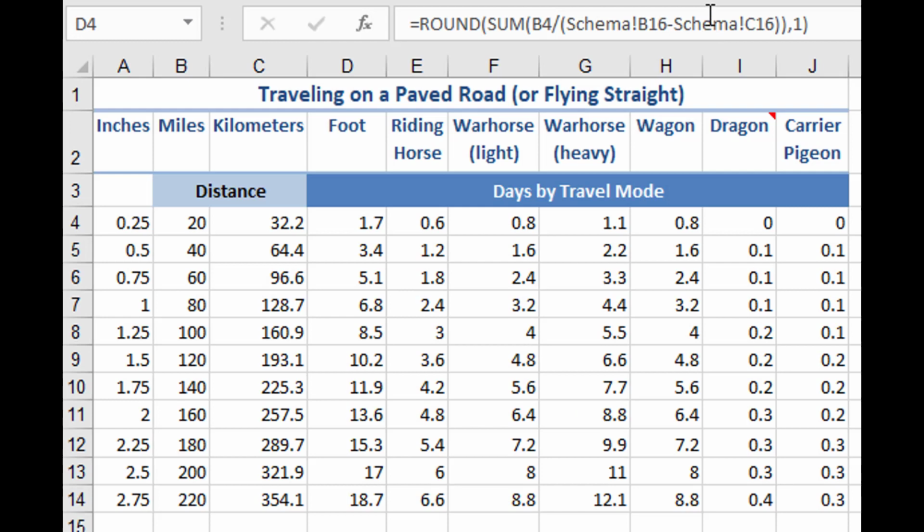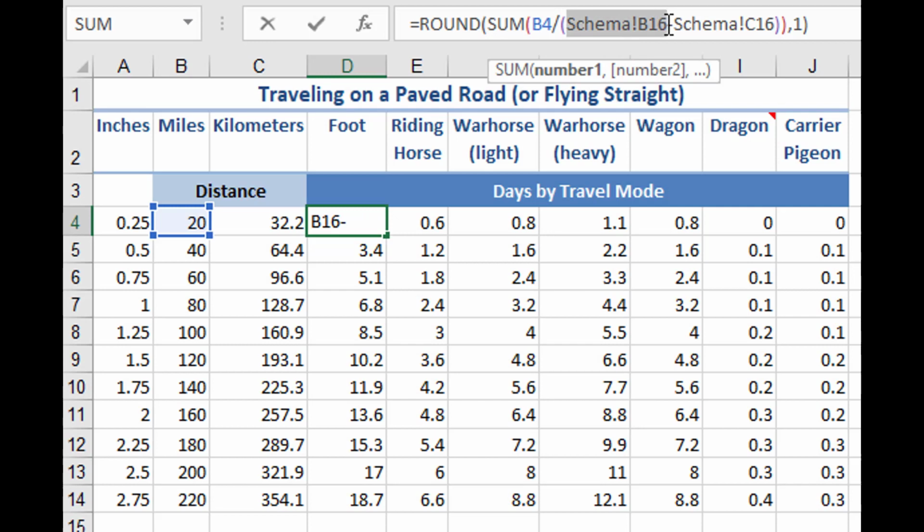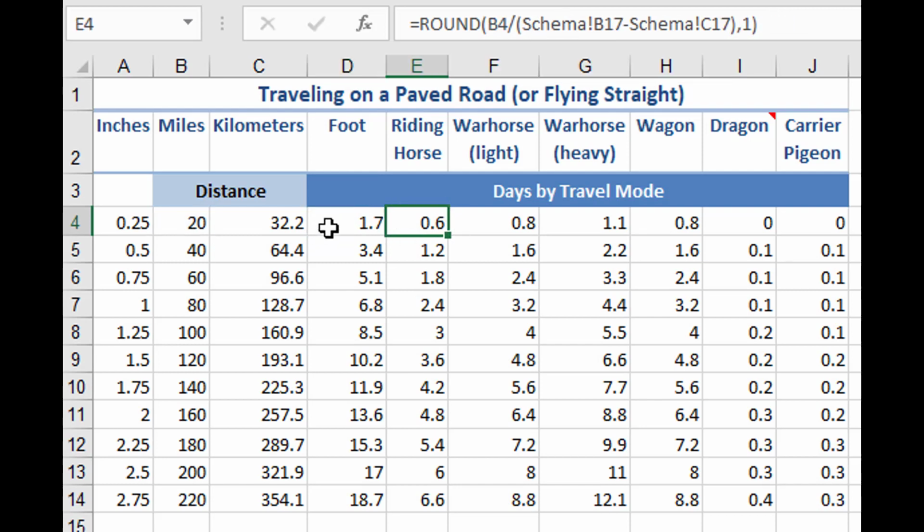So now we're back on the manual travel sheet. So what this says is schema 16, or B16, which is traveling by foot, base miles per day, minus schema sheet C16, which is when traveling on a road. And then it's taking B4, which is our number here, the 20 miles, and dividing it by that value. In this case, B16 is 12, C16 is 0. So in other words, this basically says 20 divided by 12. And the result of that calculation is 1.7.